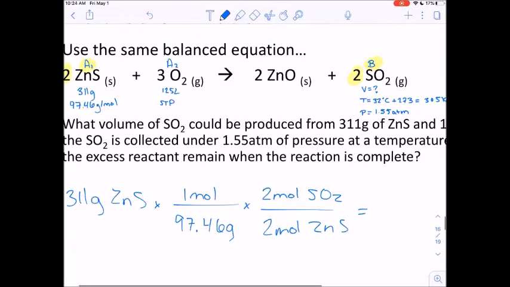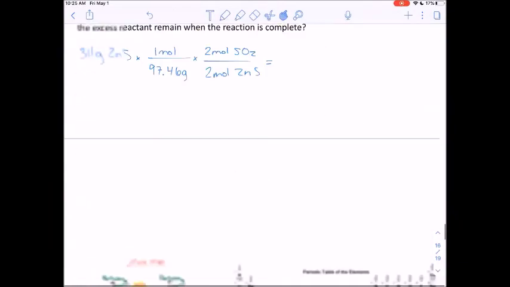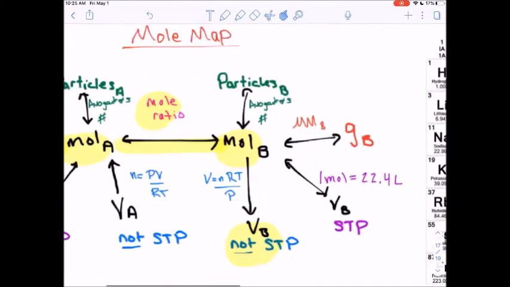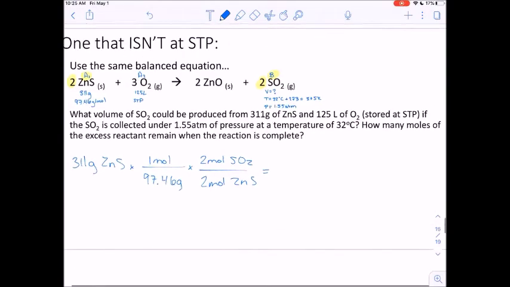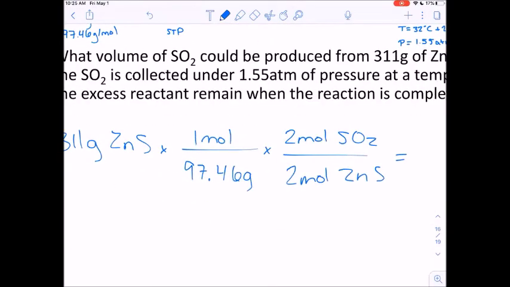And then I need to stop at this point, because if I'm solving the next part of the equation, I would need my n value, my mole value here. This is solving for n so that I can put it into this part of the equation, V equals nRT over P. So I have to solve for my n at this point. So I do my 311 times 1 times 2 divided by 97.46 times 2. You can actually cancel out both of these 2's.